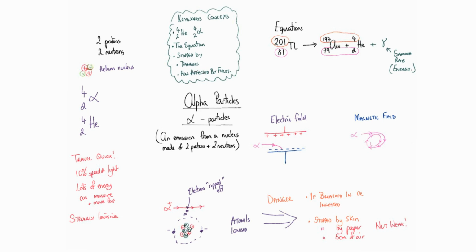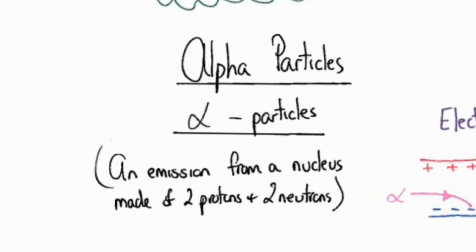Right, we're going to look at the three types of radiation that you need to know for GCSE. First of all, we'll start with alpha particles. Now, alpha particles is an emission from a nucleus. It tends to be from a very, very big nucleus, and it's a way of getting rid of excess mass rather quickly. So a nucleus will get rid of 2 protons and 2 neutrons and eject it at roughly 10% the speed of light.